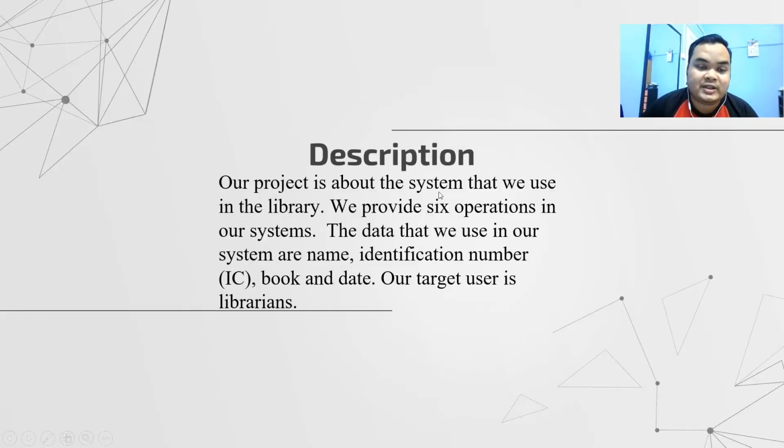So here is the description. As I mentioned before, our group project is about a system that we use in the library. We have 6 operations in our system, which are view data, insert data, delete data, finding data, sorting data, and to exit the system. The data that we use in our system are name, identification number, book title, and date borrowed. The target user for our system, to be specific, is the library.